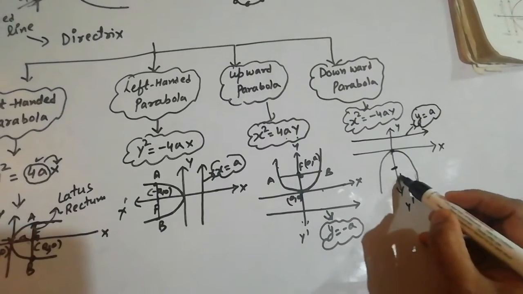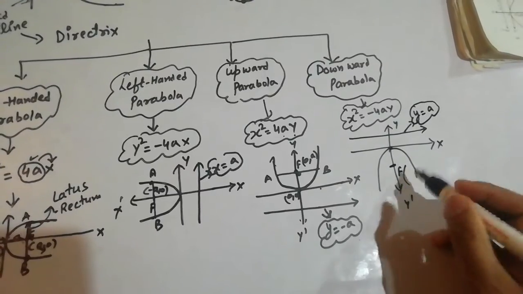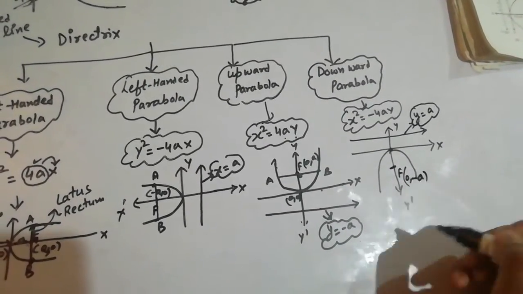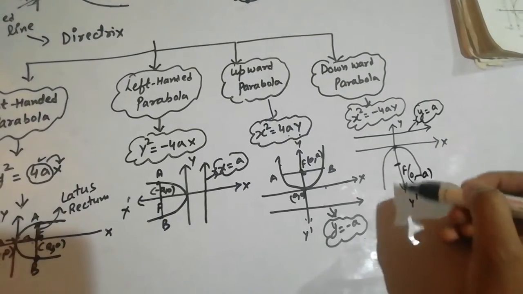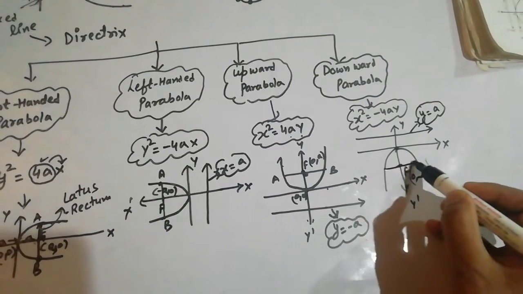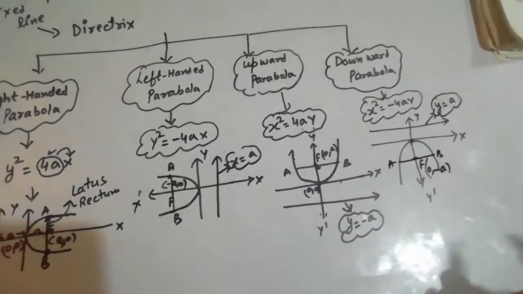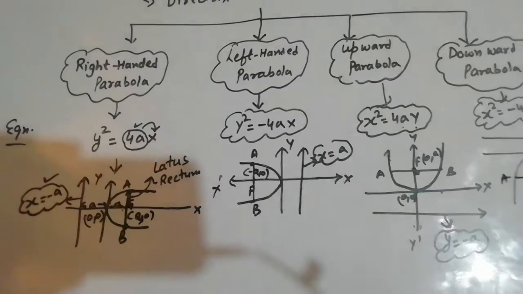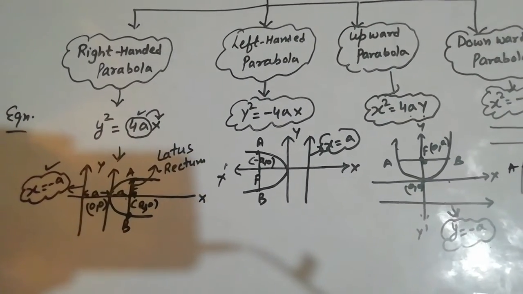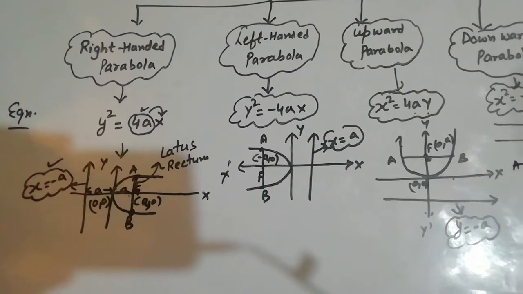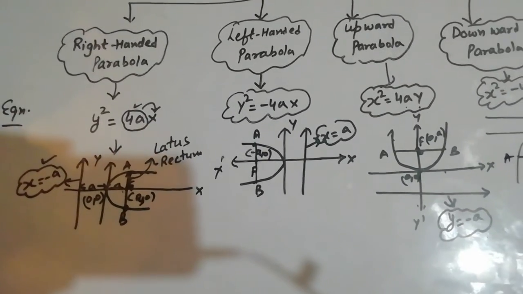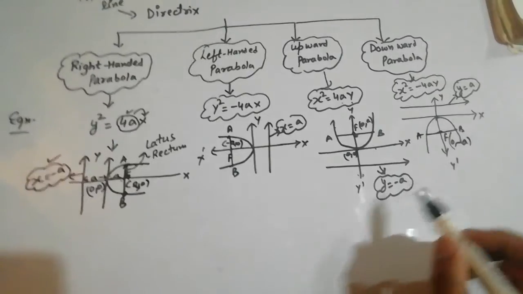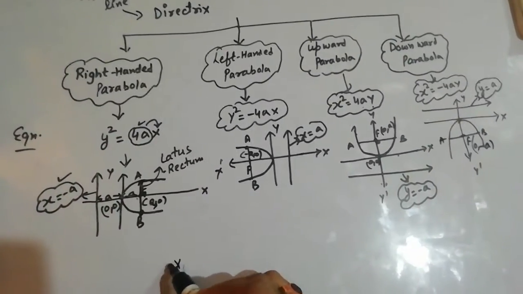Okay, and the focus is (0, minus a). The focus is (0, minus a) because it's a downward side, and this is the latus rectum. Now the equation of a latus rectum. Here I am going to explain to you the equation of a latus rectum also. Always remember the equation of latus rectum in all the four shapes of parabola is the same, that is 4a.